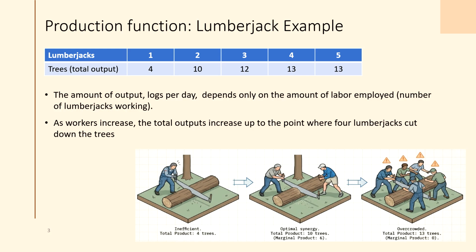Let's look at an example. Suppose we are measuring how many trees can be cut down per day depending on the number of lumberjacks. With one worker, the output is 4 trees. With two workers, output increases to 10 trees. With three workers, output is 12, and with four workers, output is 13. When a fifth worker is added, output remains at 13. This shows that adding more workers increases output, but not always at the same rate.